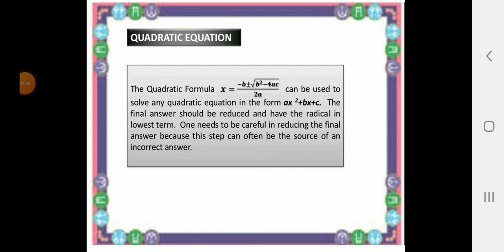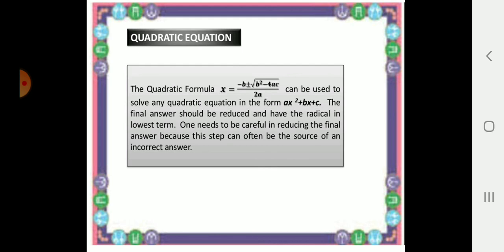So another example of a quadratic equation. The quadratic formula is x equals negative b plus or minus the square root of b squared minus 4ac over 2a, and can be used to solve a quadratic function in the form ax squared plus bx plus c. The final answer should be reduced to have the radical in lowest terms. One needs to be careful in reducing the final answer because this step can often be the source of an incorrect answer.